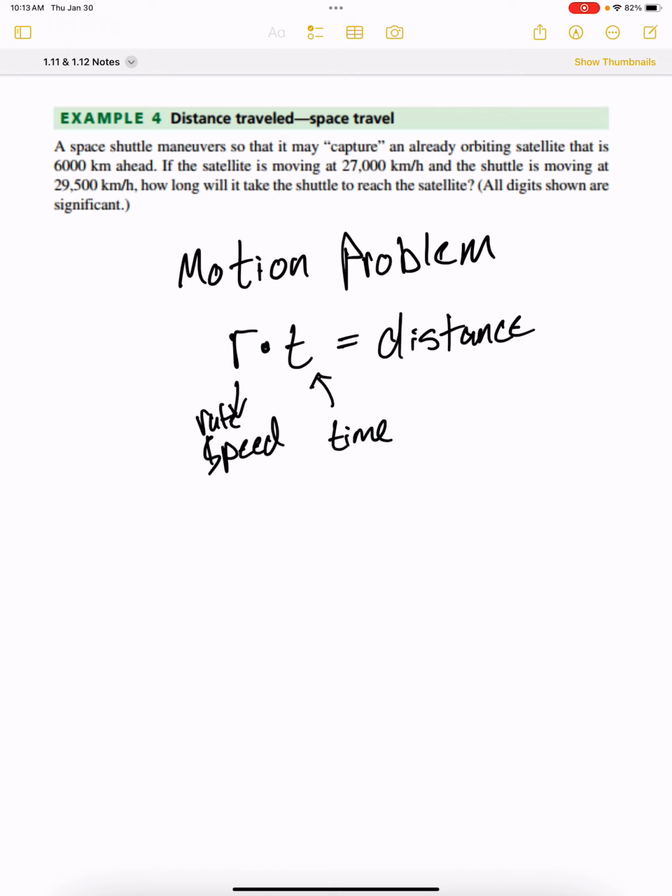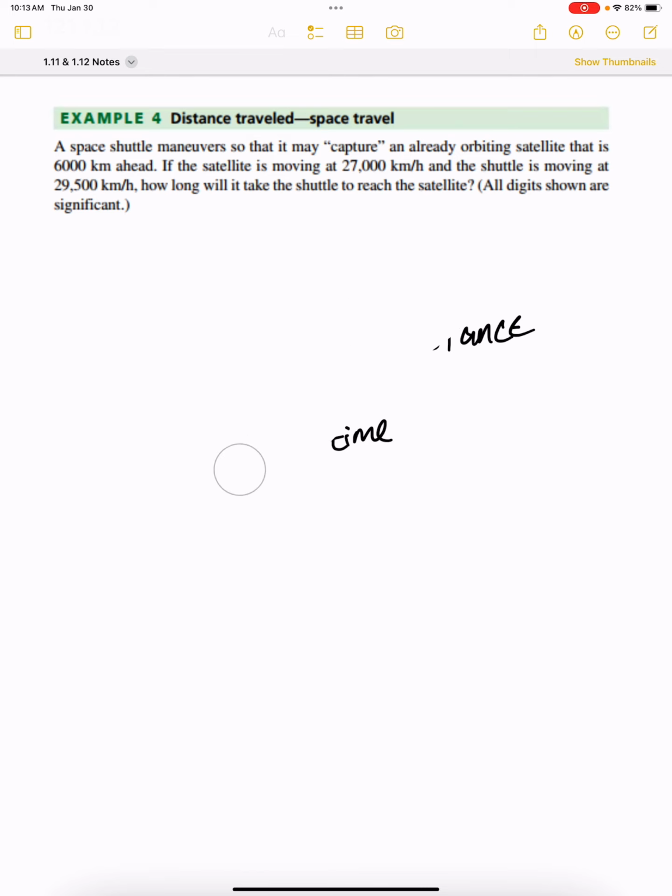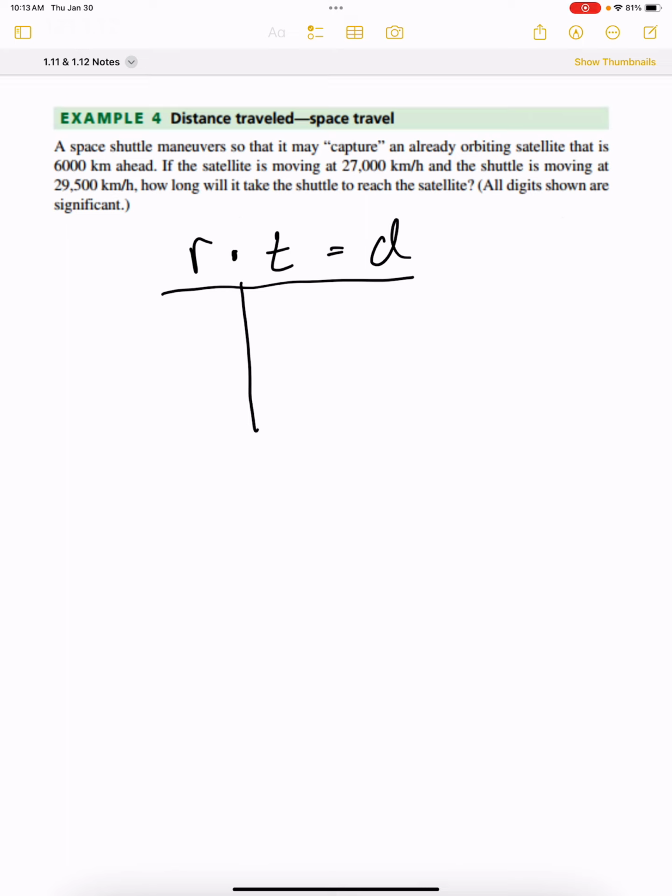All right, so with that said, let's think about this problem. This is a motion problem. How do I know it's a motion problem? Because when you read it, you see things are moving, all right? So when I see a motion problem, I go ahead and say R times T equals D, right? And then I'll do my little table here. And then I'm going to read a little bit more.